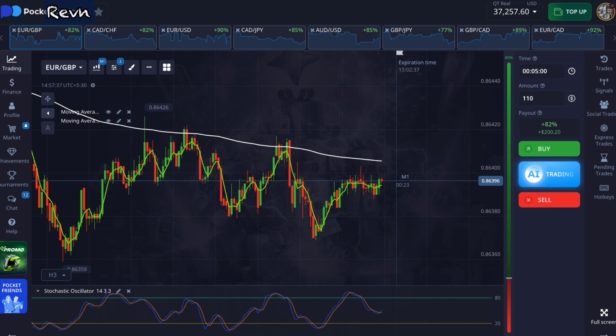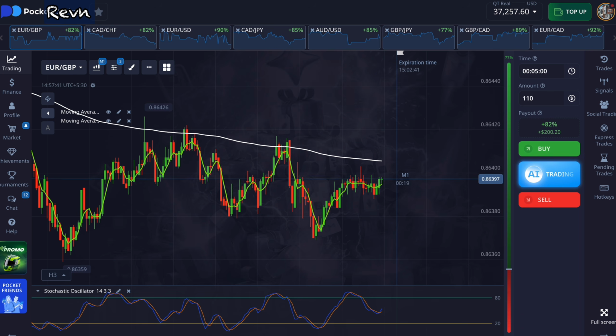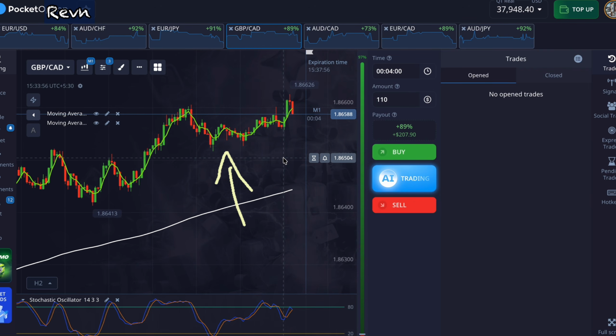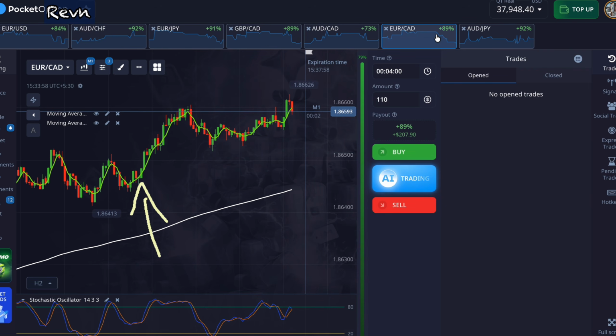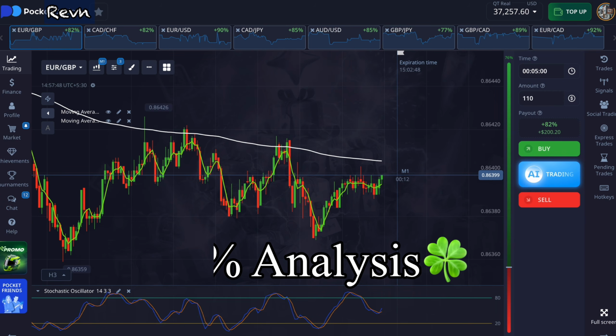Next, we have the 200 EMA, which helps us identify the broader market trend. If the price is trading below the EMA, the market is generally considered to be in a downtrend. If the price is trading above the EMA, the market is generally considered to be in an uptrend. So far, we've completed about 50% of our market analysis process.